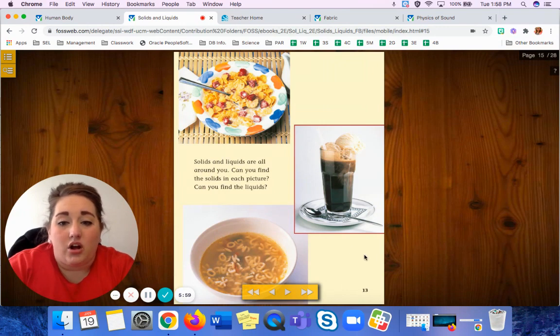Solids and liquids are all around you. Can you find the solids in each picture? Can you find the liquids? Go ahead and take a minute. Look at those 3 pictures and find the solids and liquids for me.